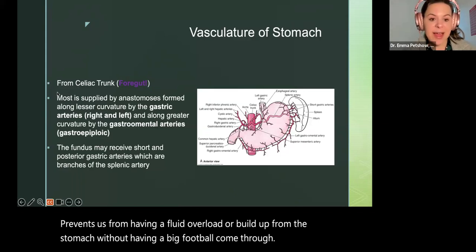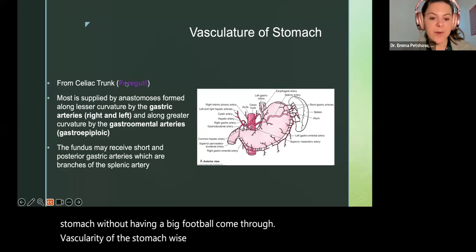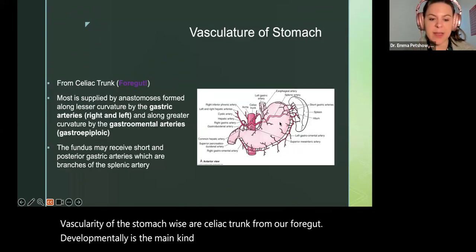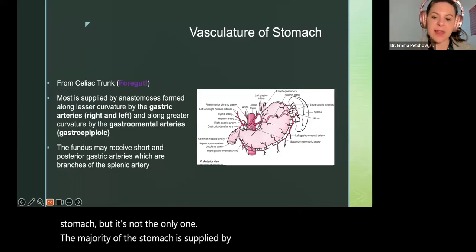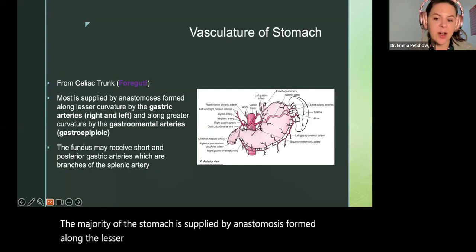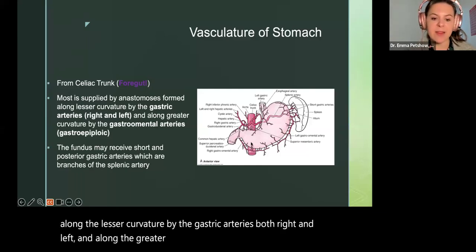Vascularity of the stomach wise, our celiac trunk from our foregut developmentally is the main feeder of blood to the stomach, but it's not the only one. The majority of the stomach is supplied by anastomoses formed along the lesser curvature by the gastric arteries, both right and left, and along the greater curvature by the gastroomental arteries. So those are your big players.